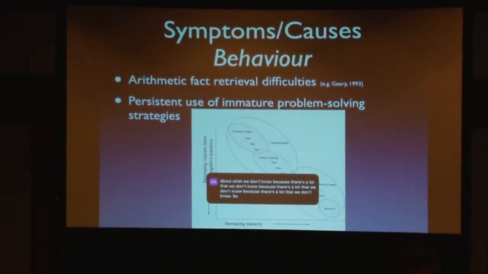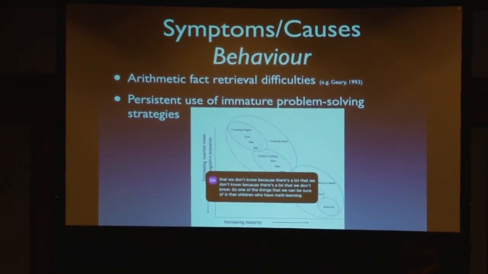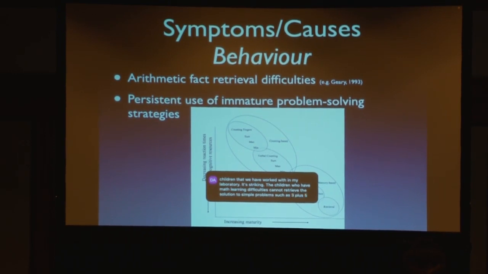So one of the things that we can be sure of is that children who have math learning difficulties will present with difficulties in retrieving arithmetic facts from memory. This is something that I've observed in all of the children that we have worked with in my laboratory. It's striking that children who have math learning difficulties cannot retrieve the solution to simple problems such as 3 plus 5 from long-term memory. Instead, they persist in using rather immature problem-solving strategies, such as counting on their fingers.